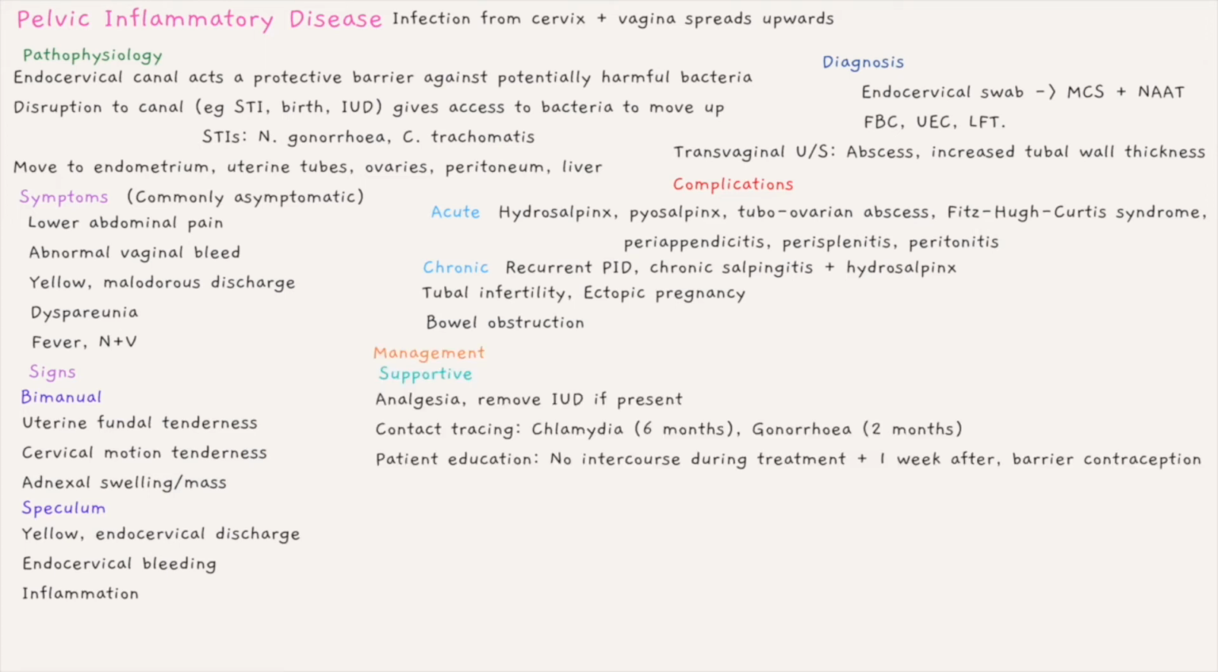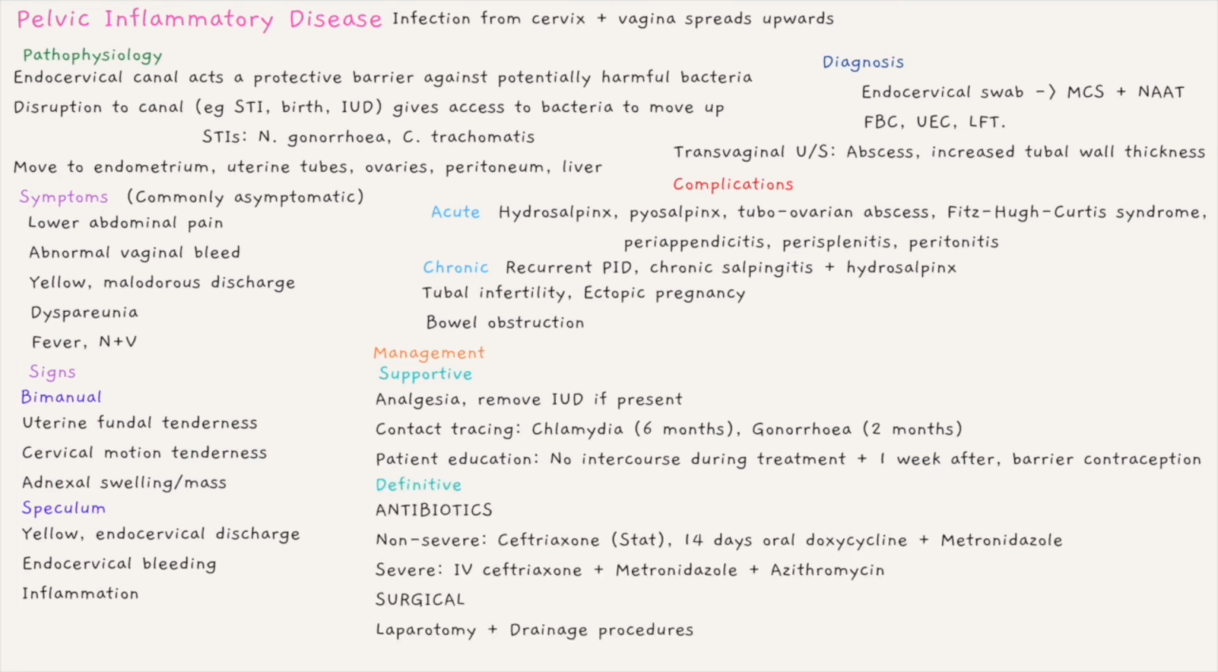Management as usual can be split into supportive and definitive management. Supportive management includes analgesia and removing the IUD from the patient, if it's present. Contact tracing of recent partners, so the last 6 months for chlamydia and the last 2 months for gonorrhea. It is necessary to educate the patient in terms of abstinence during treatment and 1 week after treatment, and counsel on the importance of barrier contraception to prevent STIs and pelvic inflammatory disease.